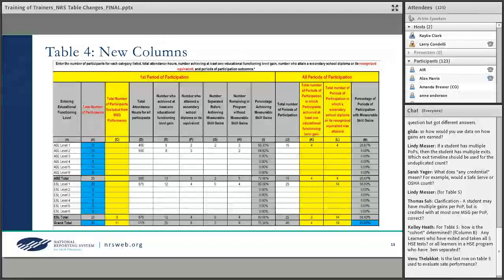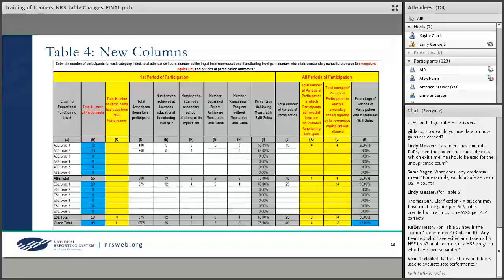The only difference is, in column C we have exclusions, so they're taken out of your denominator for calculation. And for K and L, the new columns, they're just to break out the number of participants who achieved a gain through a high school diploma or a test. Did someone mute their phone? Thank you.